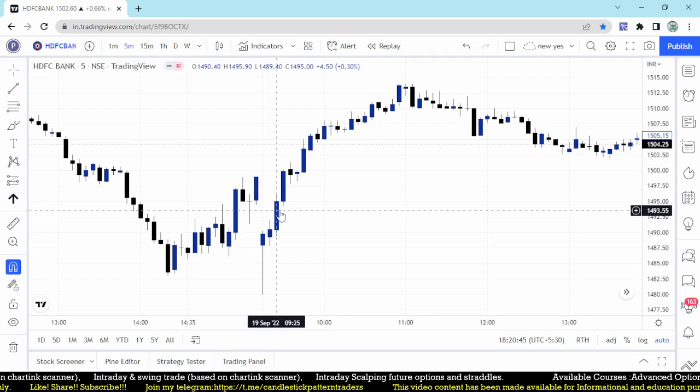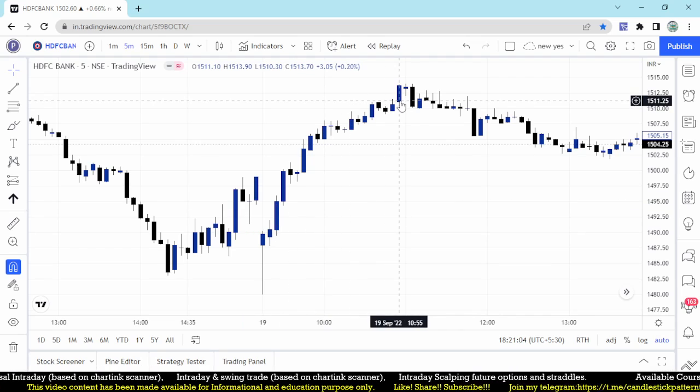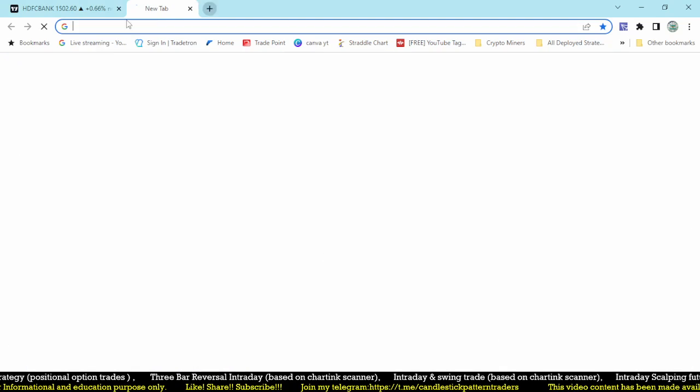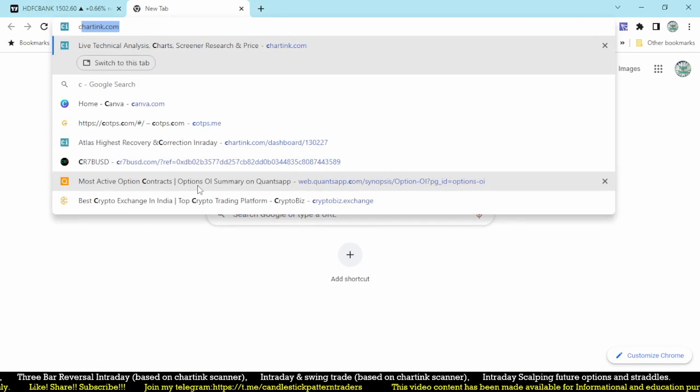So let's look at the risk for this trade: 1489.40 and 1496, so almost 6 to 6.6 rupees, or 7 rupees maximum risk for the trade. With the 7 rupees risk we took, it went higher towards 1513 from our entry point. To do this trade, you have to be very active. We are not getting many stocks, only 1 or 2 stocks from this scanner.